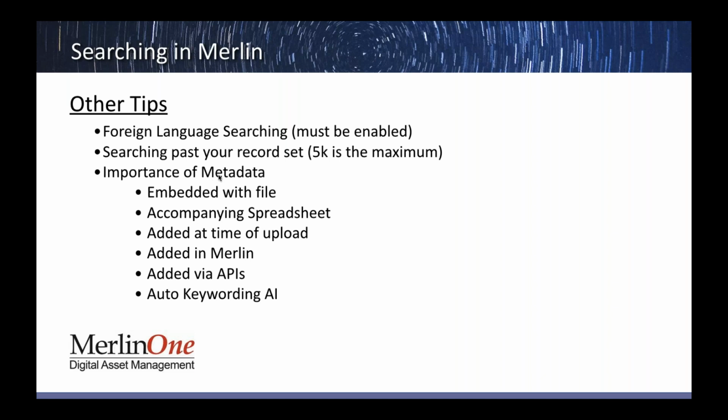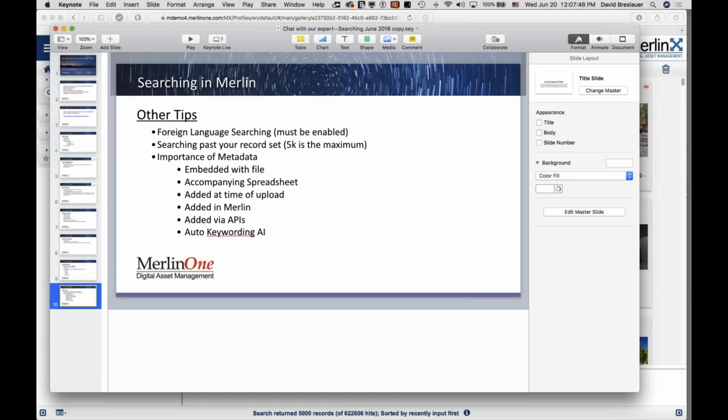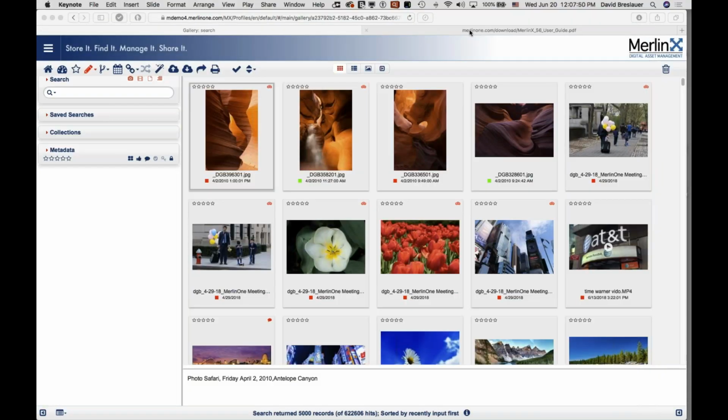We'll also remind you about the importance of metadata and how it gets added into Merlin. So we'll talk about embedded metadata and even auto keywording using an API. So these are the topics we're going to cover. And now let's jump right in and do some searching.